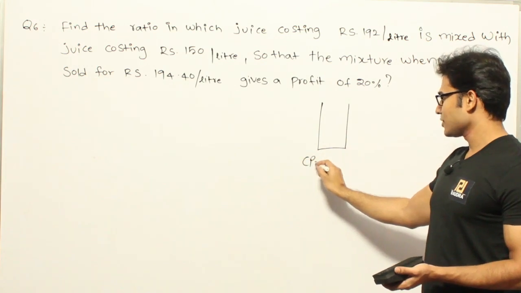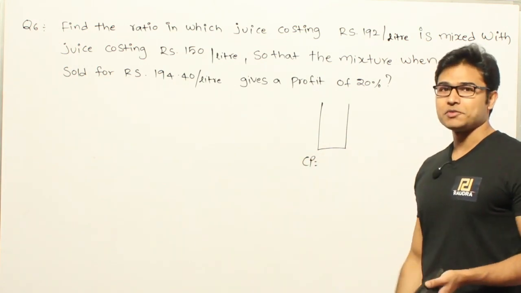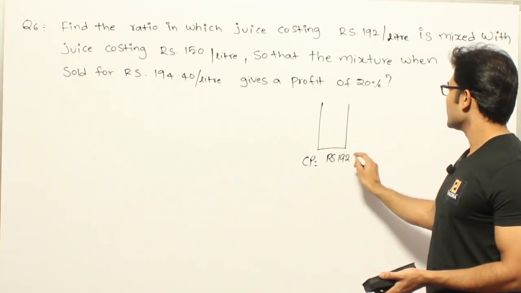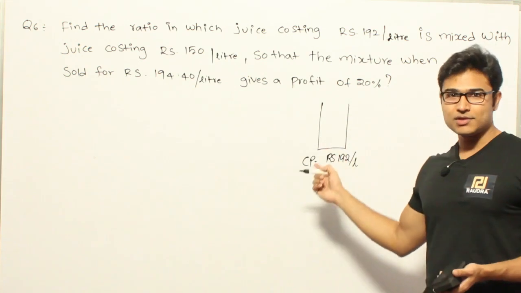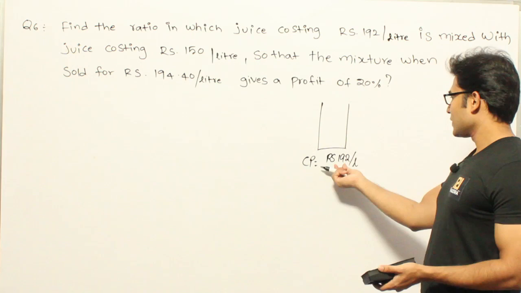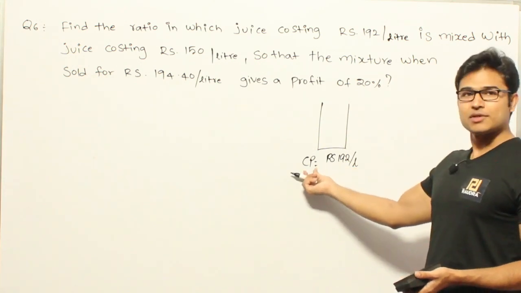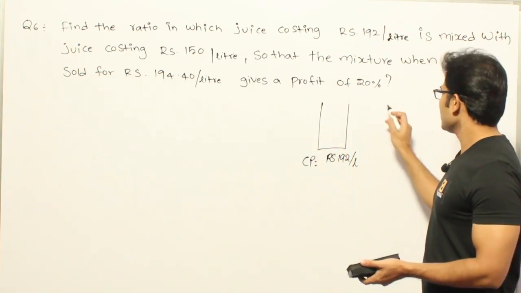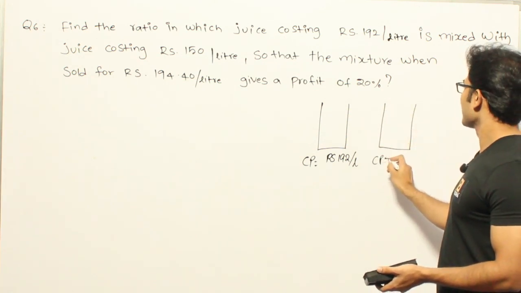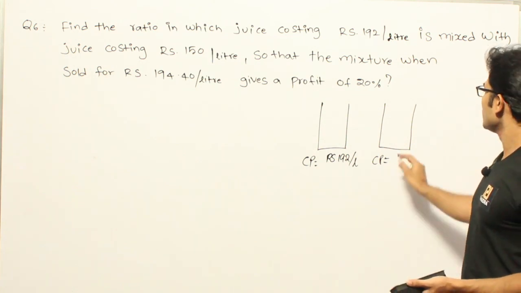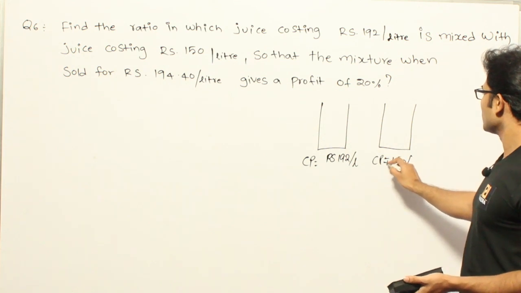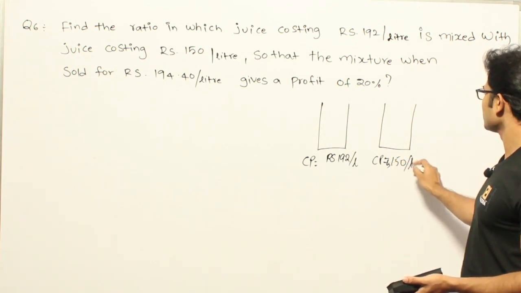price is, see, we are talking about profit and loss here, that is why I am talking about cost price. Its cost price is rupees 192 per liter. So before watching this, please watch the profit and loss videos, then you can understand it clearly. Okay, so rupees 192 per liter is the cost price of one juice, right? And then the cost price of the other juice is 150 rupees per liter.